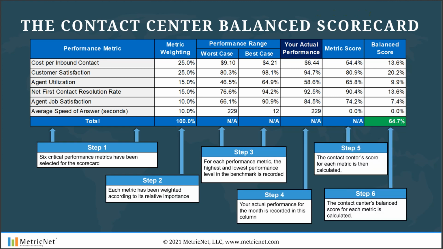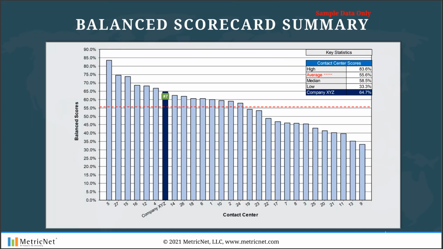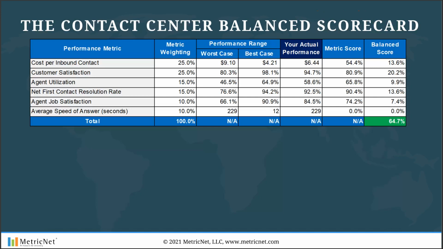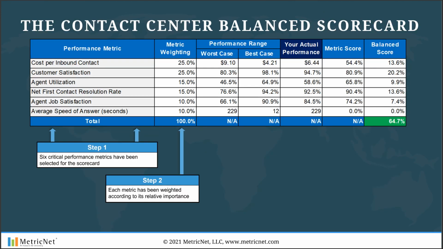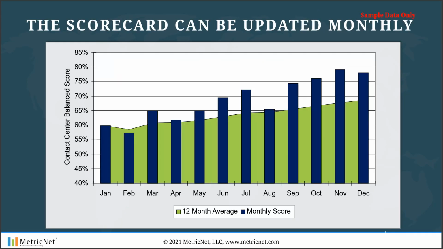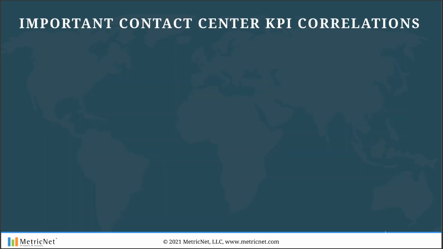That answers 2 important questions. 1, how are we performing at a point in time relative to a valid external peer group? And secondly, how are we trending over time? No other metric will answer those 2 questions for you. ASA won't do it, cost per contact won't do it, customer satisfaction, agent satisfaction. No single metric answers those questions for you, which is why MetricNet developed this concept about 15 years ago of creating a single overall measure of performance called the Balance Scorecard. That allows you to compare your performance to a valid external peer group and allows you to track and trend your performance on a monthly basis.